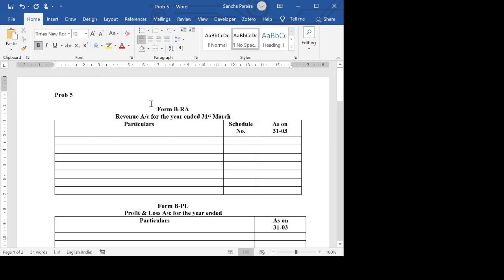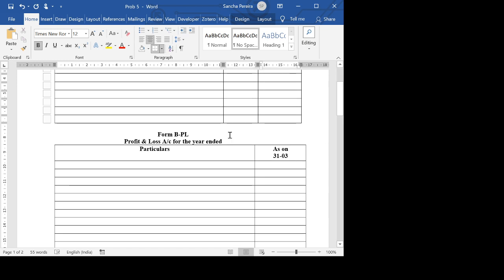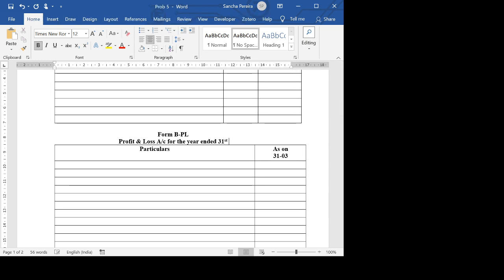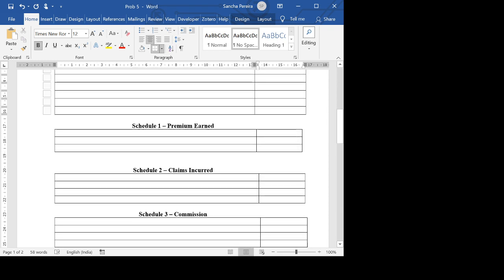Problem 5. The name of the company is Narendra Company Limited. Profit and loss account for the year ended 31st March 2018. Okay. Let's start with the schedules.